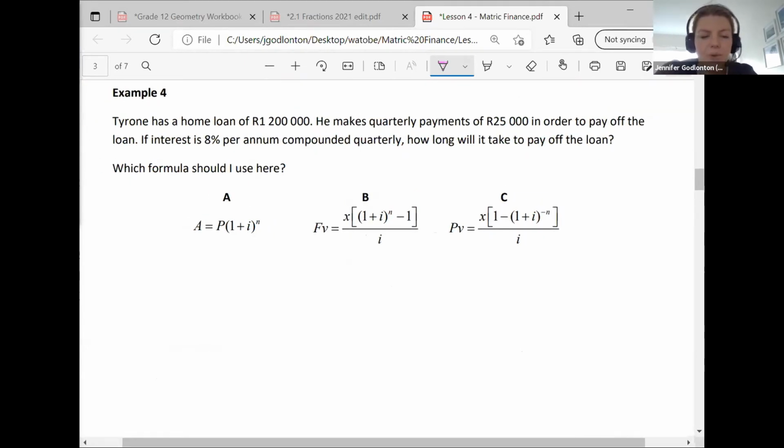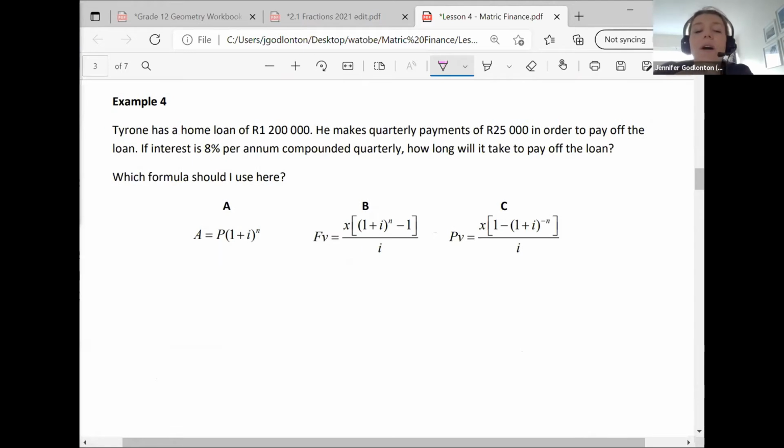So, example 4. Tyrone has a home loan of 1.2 million Rand. He makes quarterly payments of 25,000 Rand. Jeez, that's a lot of money. In order to pay off the loan, if interest is 8% per annum, compounded quarterly, how long will it take to pay off the loan? Okay. I want you to look for your keywords here, and then tell me which formula I'm going to use, A, B, or C.